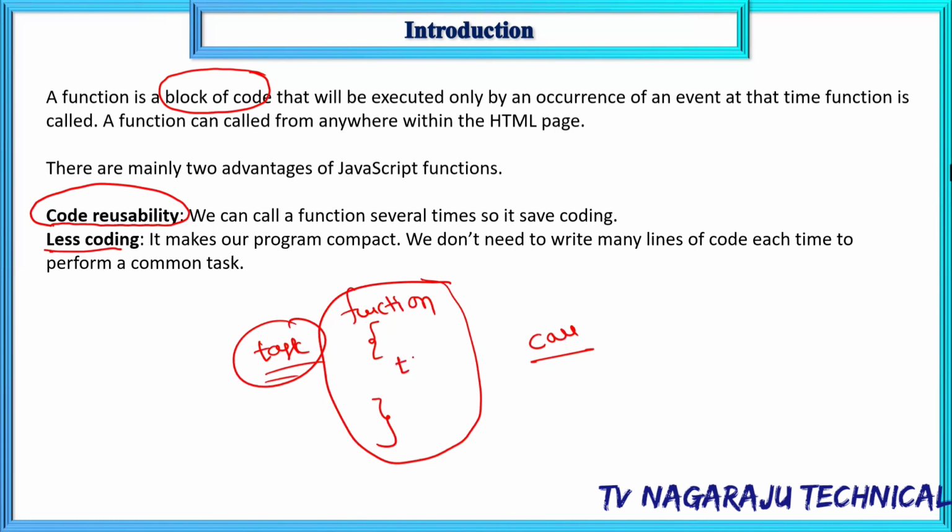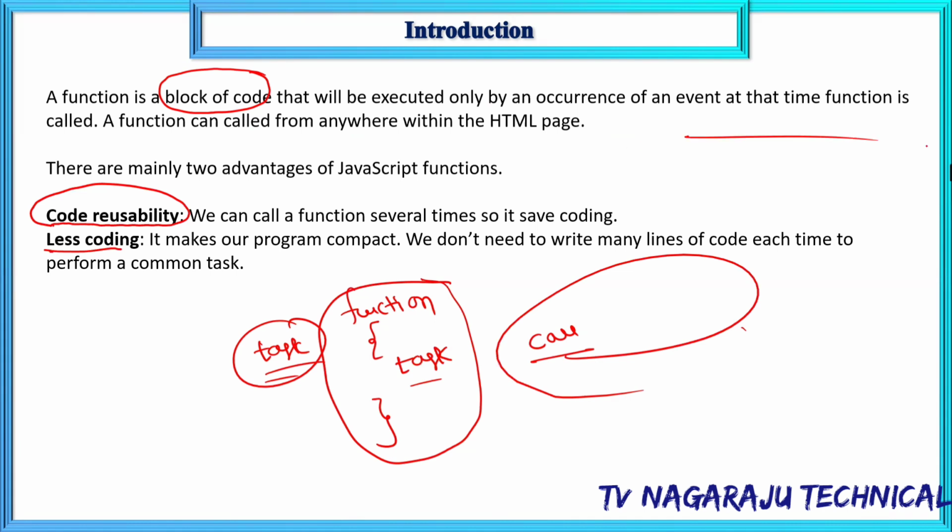Generally, a function represents one task. For example, my program has three tasks. Task one is written in one function. Task two is written in another function. But the main important thing is, once you write the function, it is not executed. The function is only executed whenever we call the function. That is, whenever an event occurs, only then the function is executed. Now, in JavaScript, you can write functions at any place, either in the head section or the body section.